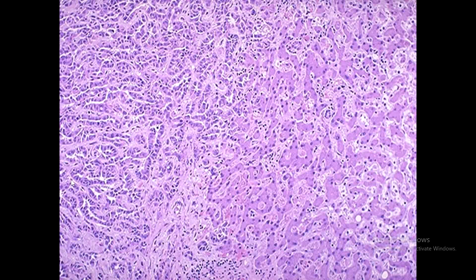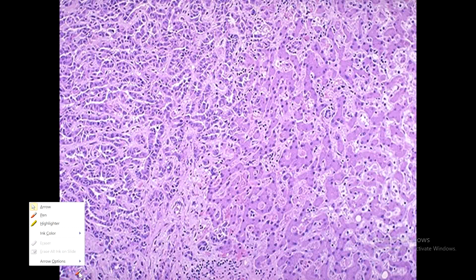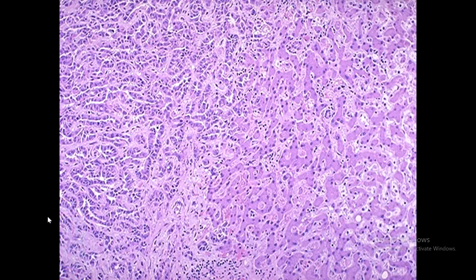Here you can see glandular production. These cells are the tumor cells which are forming gland-like structures, and these glands are back to back, sharing their walls, coalescing together, and spreading within the lumen. So this whole area is showing you the cholangiocarcinoma.